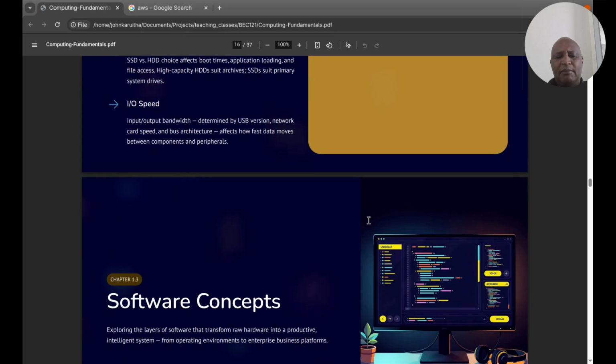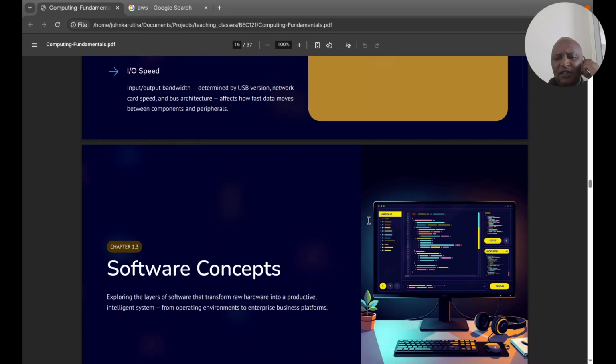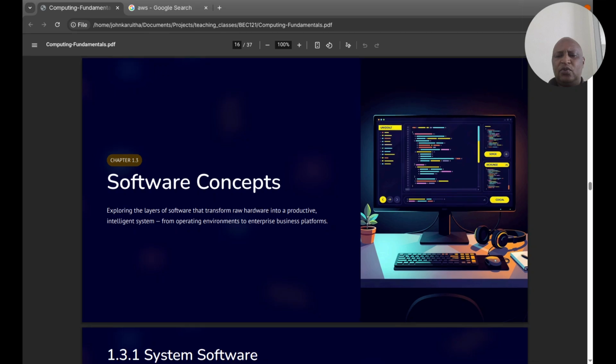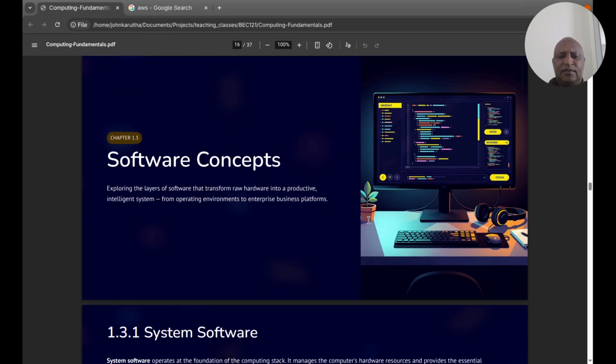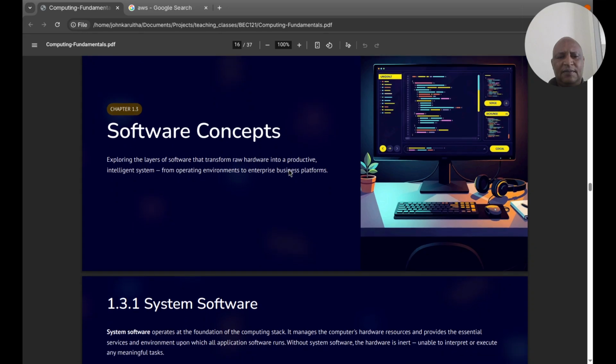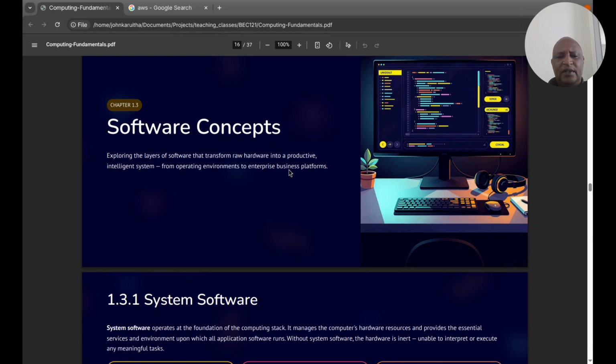So don't just buy a big computer, you could be wasting resources because you are using very little of it. So look at your use case. Do I really need this? What is the basic minimum that I need? So for a student, you don't need such a big one. So we looked at hardware.